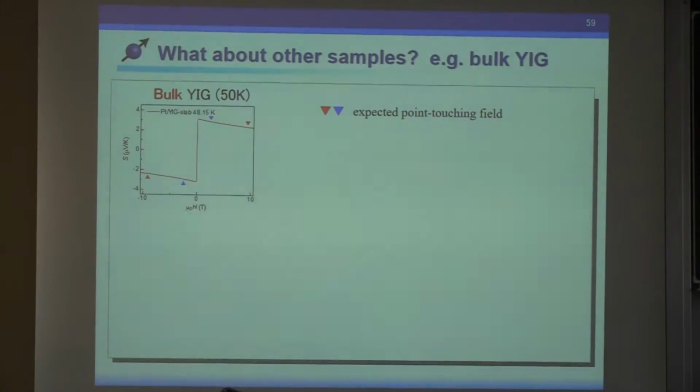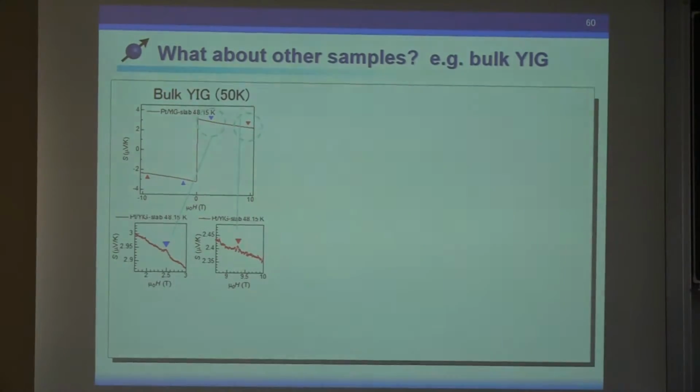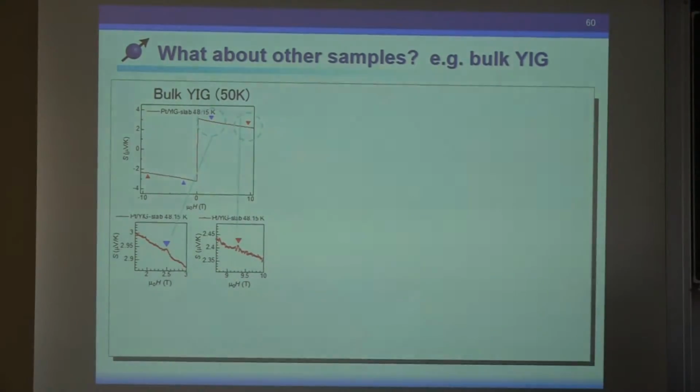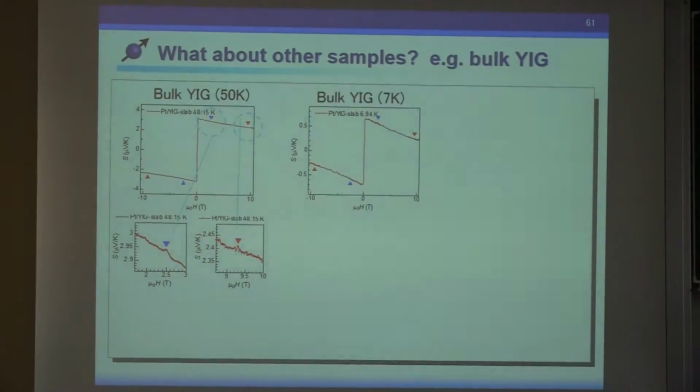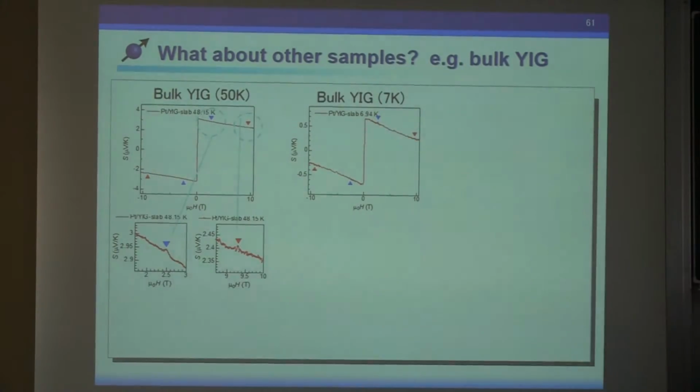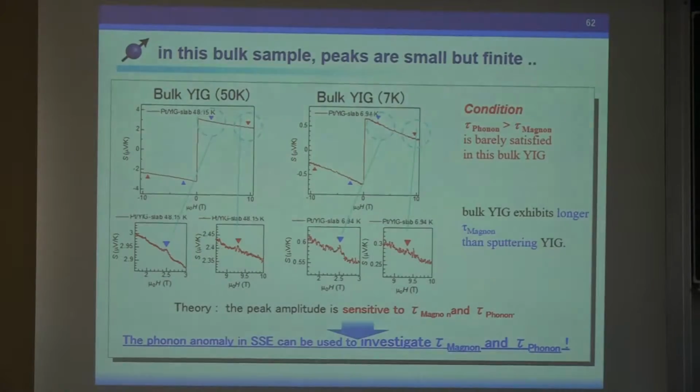No, actually. So this is a magnified view. You can see some very small peaks here. And at very low temperature, maybe you can see very small peaks here and here. Of course, you can see them in the magnified view like this. So even in this bulk sample, peaks are small but finite. So it is likely that this condition is satisfied in this bulk yttrium garnet, and we showed that the bulk yttrium garnet exhibits a longer lifetime of spin wave than sputtered YIG.